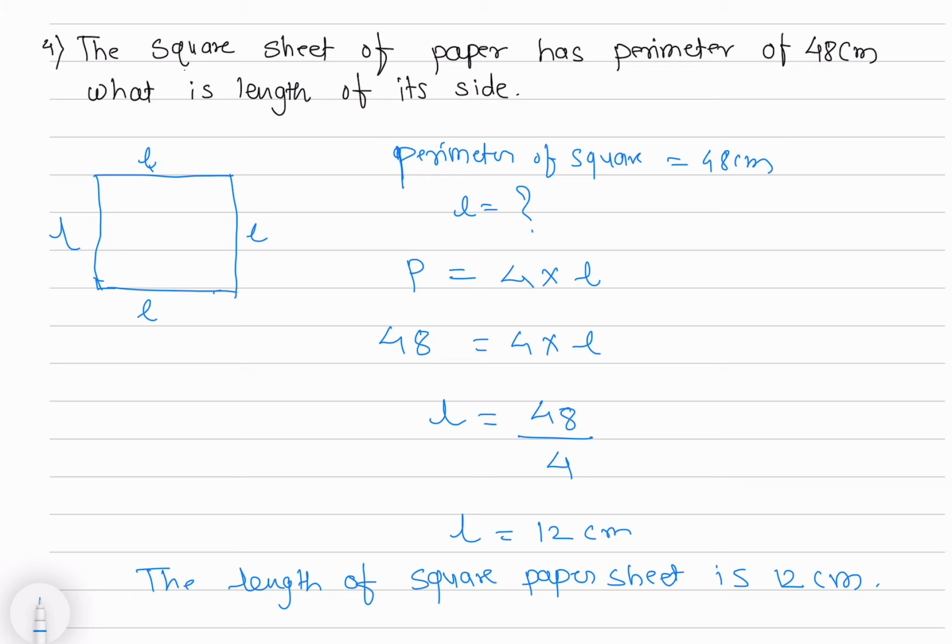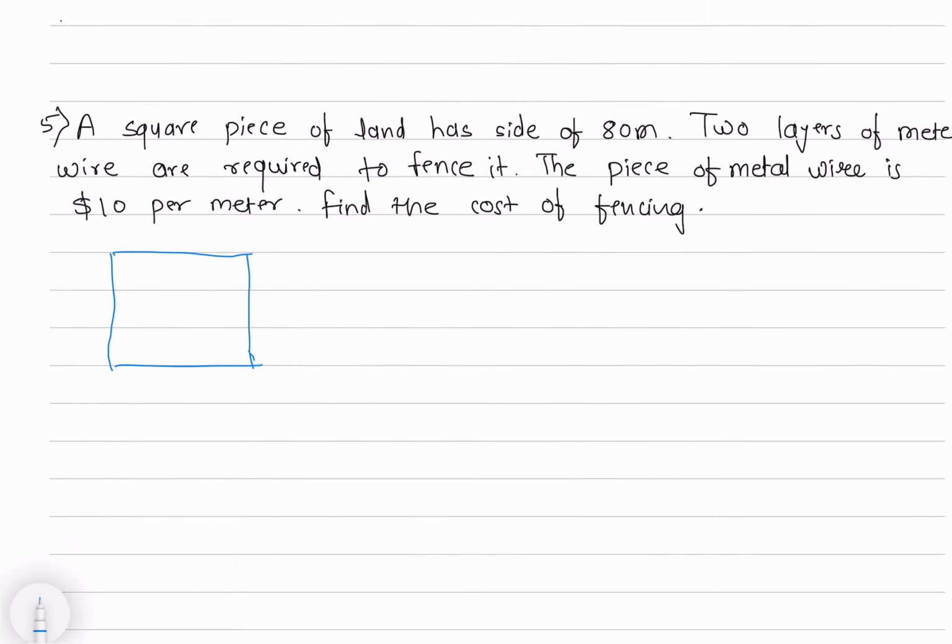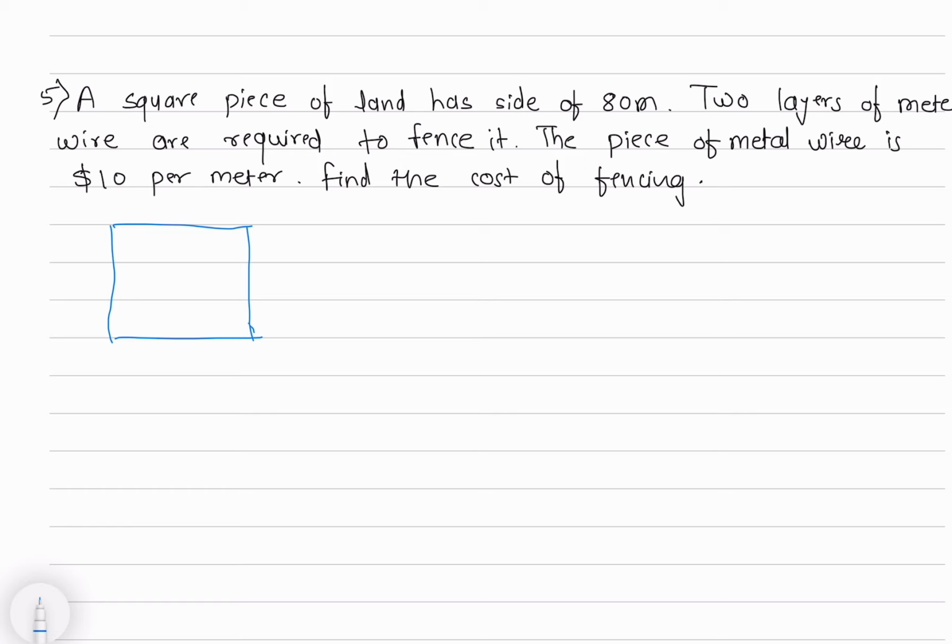Now moving to the next word problem. The next word problem is: a square piece of land has a side of 80 meter. So here the length, that is L is equal to 80 meter, is given, and 2 layers of metal wire are required to fence it. The price of metal wire is $10 per meter. Find the cost of the fencing.